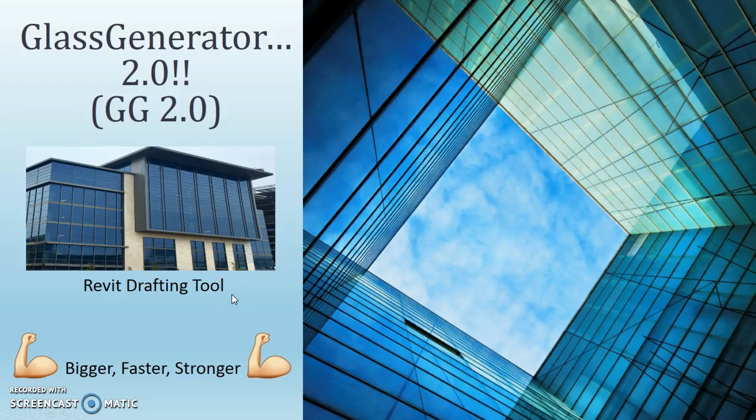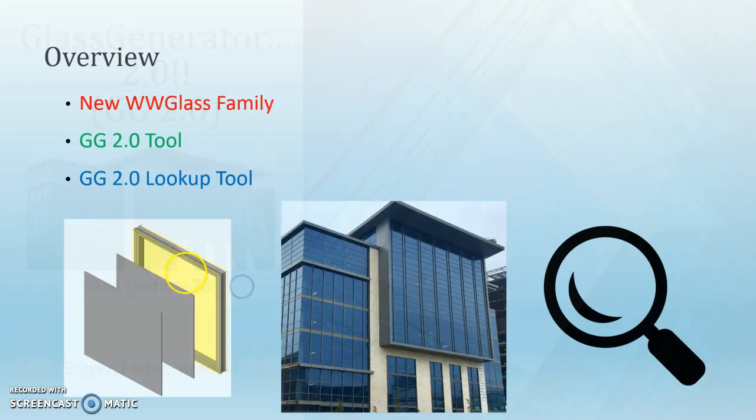Hey guys, today I'm going to tell you a little bit about Glass Generator 2.0, a tool that I created for Revit. This tool allows you to place lights on an elevation, similar to the old tool we had, Glass Generator, except it has a lot of improvements. To give you an overview, the things I'm going to talk about are our new WW Glass family, a GG 2.0 tool, and the GG Lookup tool.